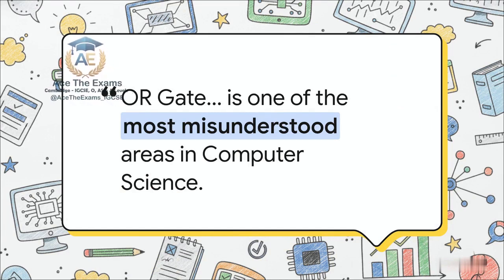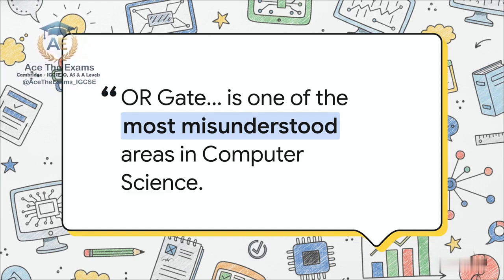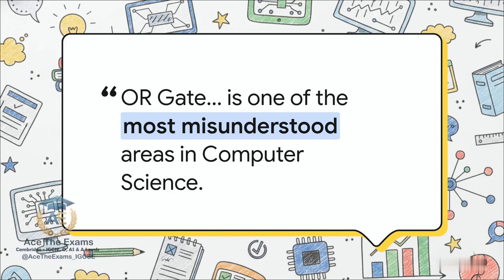Now consider this quote directly from the principal examiner reports. The OR gate is one of the most misunderstood areas. It sounds crazy, right? The OR gate, its symbol, its function, its truth table, it sounds so incredibly basic. It's just a simple logic gate where if either input is true, the output is true. So why on earth does it consistently trip up thousands of well-prepared candidates every single year?